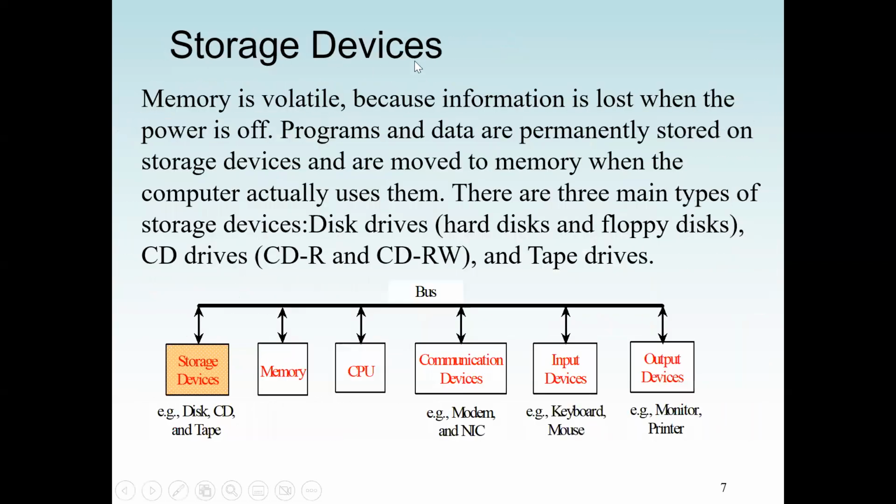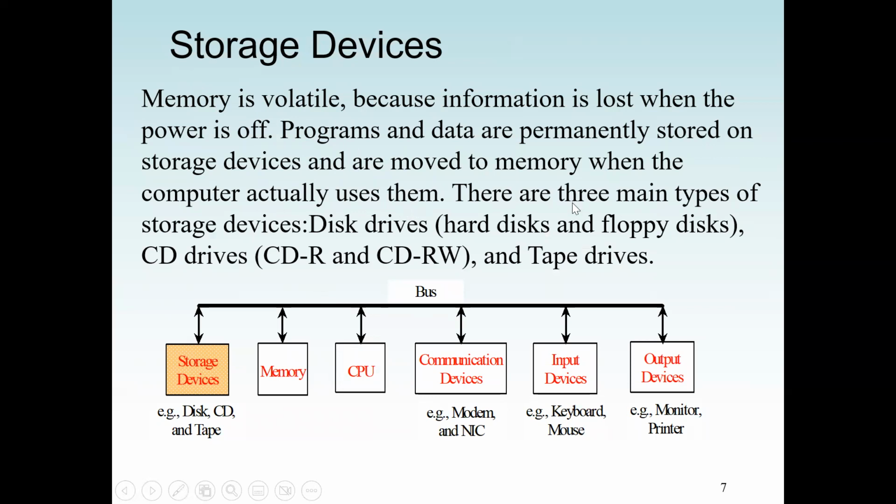And next, the storage device. As we said earlier, there's a difference between memory and a storage device. A storage device is where we can store data permanently. Examples can be a CD, a disk, tape, Blu-ray, or the hard drive. Data is stored permanently. But with memory, we say it's volatile. Volatile means when the power goes off in your computer, all the data in the memory is lost. So memory is volatile because information is lost when the power is off. Programs and data are permanently stored on storage devices and are moved to memory when the computer actually uses them.